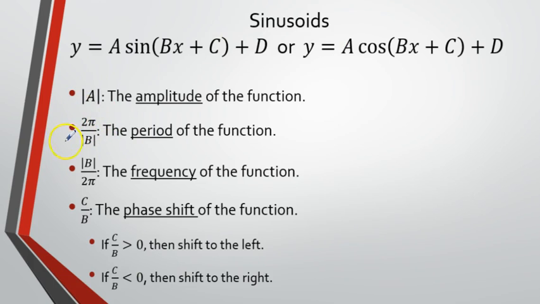Next, we have the period. For this value, you're going to be looking for a number multiplied by x, not the number being multiplied out front by the whole function, but the number being multiplied by x. It's always going to be 2 pi divided by the absolute value of that number. So again, ignore any sign changes on it because the signs just cause the graph to flip. We're just trying to define the length. So take the absolute value of the number being multiplied by x and put that underneath the 2 pi.